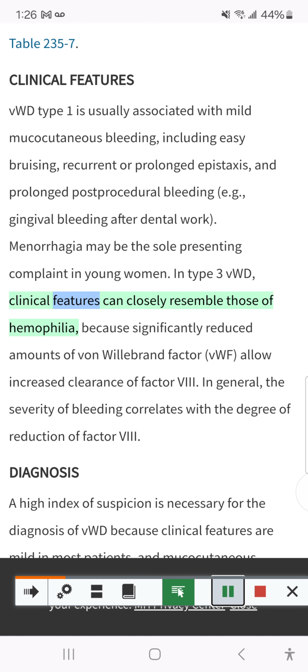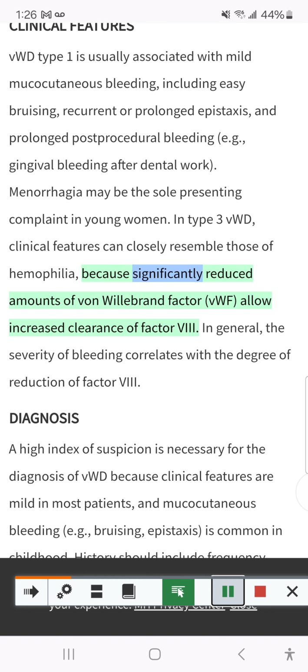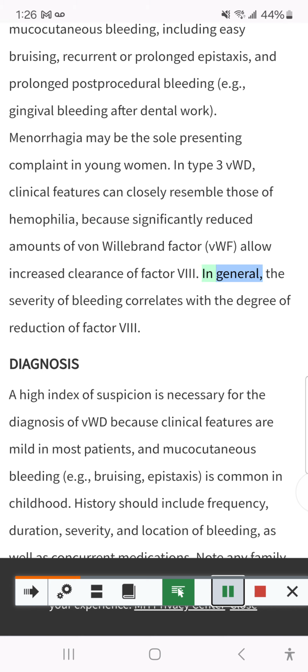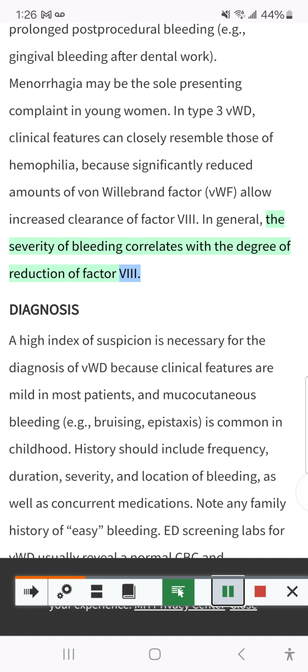In type 3 VWD, clinical features can closely resemble those of hemophilia because significantly reduced amounts of von Willebrand factor, VWF, allow increased clearance of factor 8. In general, the severity of bleeding correlates with the degree of reduction of factor 8.